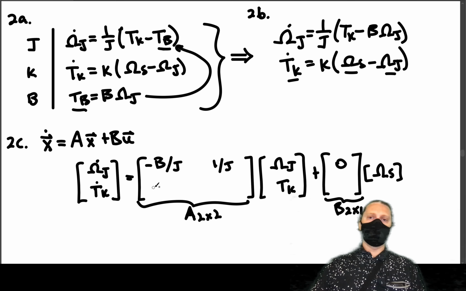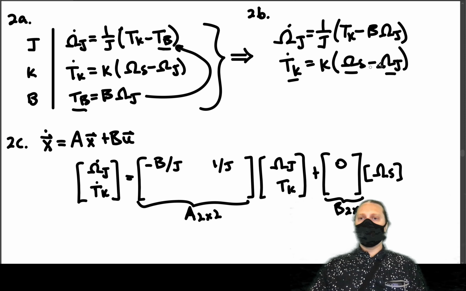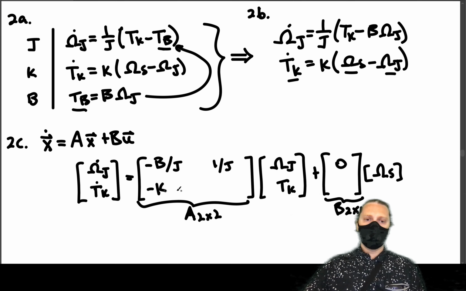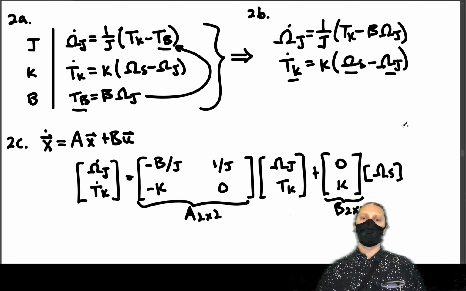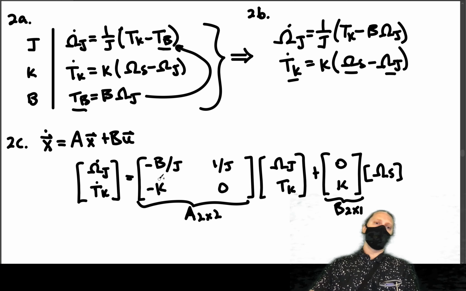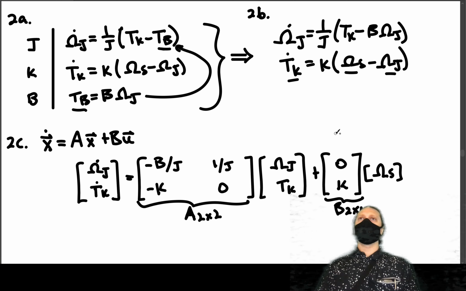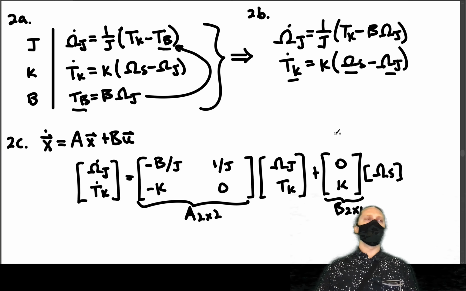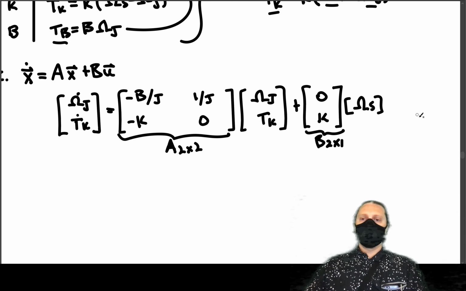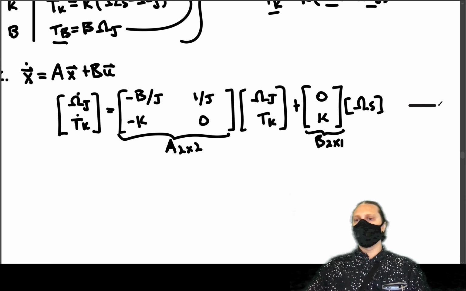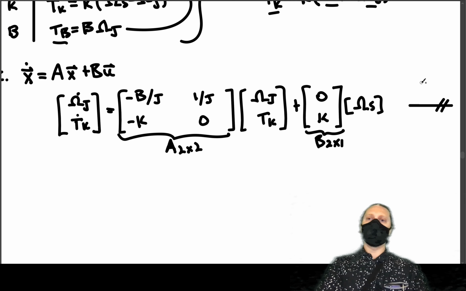All right, now we've got the tk equation. We have negative k omega j. So negative k, the omega j is here. There's no tk term, so 0. And the omega s term is just coefficient k. So if you multiplied all this out, it would look just like this, but with the vectors on each side. So that's one of our answers, I guess. This is if we're looking for a state space model. This is the state equation.